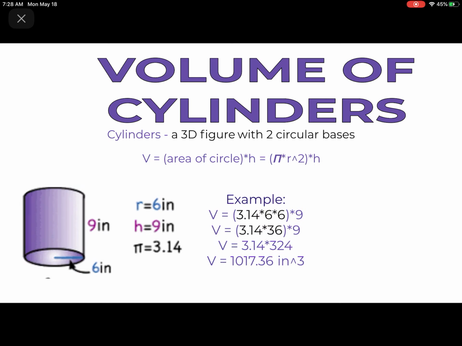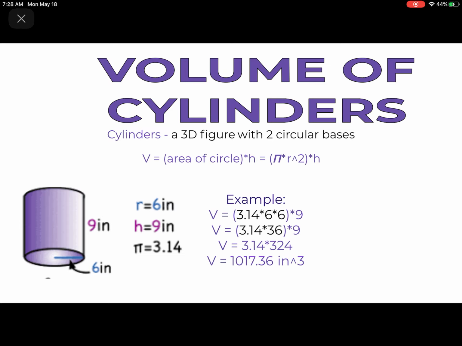So, my example for this one, I'm given my radius is 6 inches, my height is 9 inches, and we're always going to use 3.14 for pi. You don't have to use 3.1 4 1 5 9, da da da da da da. I don't remember all that. My sister can sing a whole minute of the song.